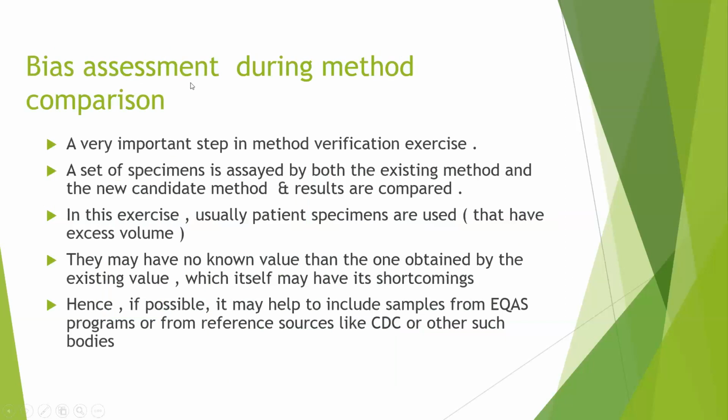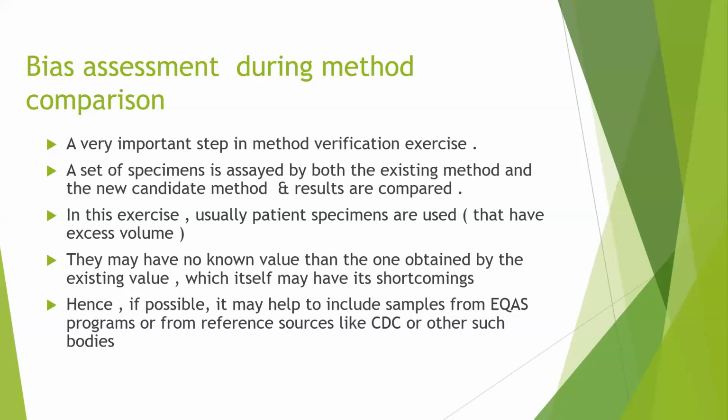Now, when we compare a method, when we establish a new test, or set up a new method, or verify a new equipment in our lab, as a part of our method verification, the right word is method verification, not validation, bias assessment is a very important step. And how do we do it? A set of specimens is assayed by both the existing method and the new method, which we also call the candidate method, and the results are compared.